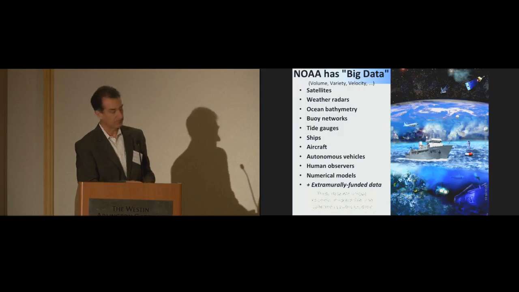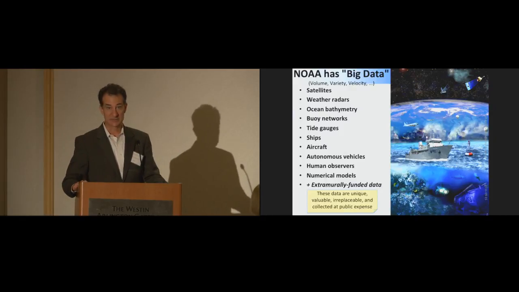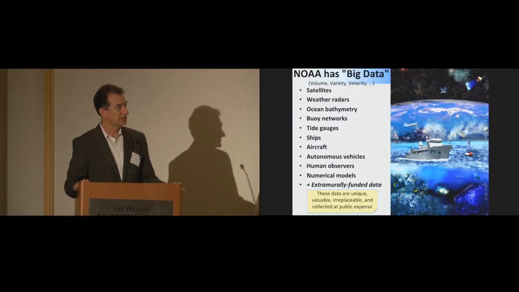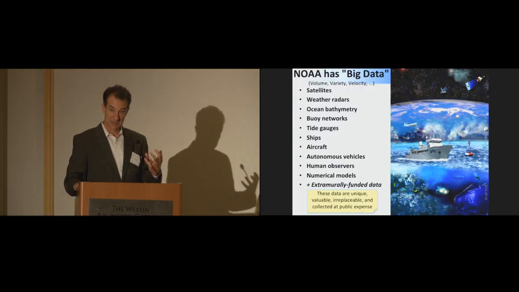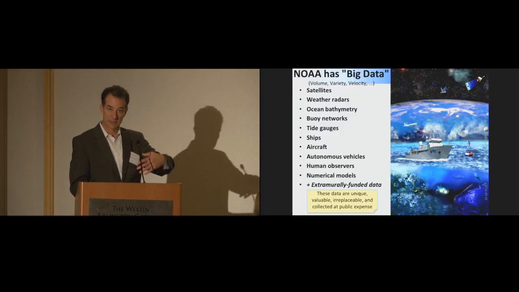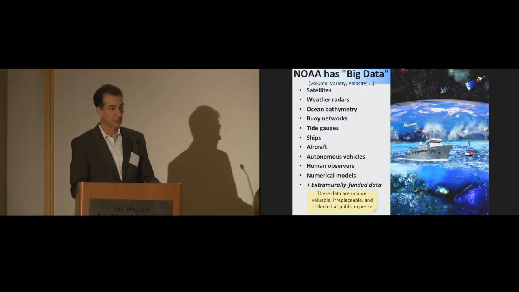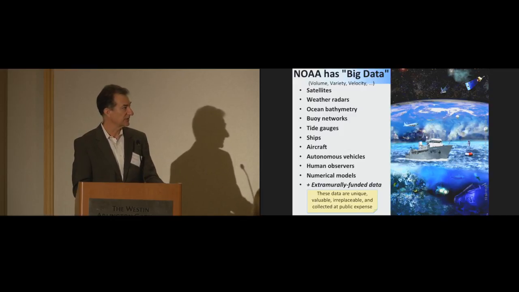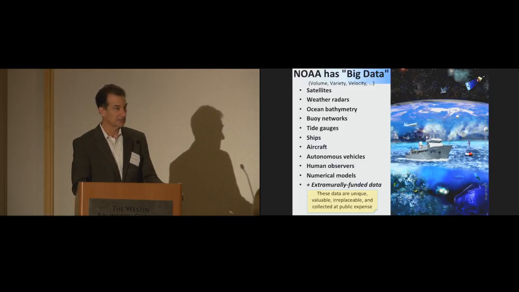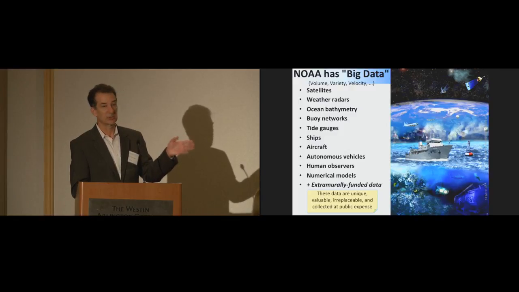So NOAA has big data in the sense of the volume of data, the variety of data, the velocity of how fast it comes in. We've got satellites, radars, ships that measure bathymetry under the sea, buoys, tide gauges, all these things. But more and more autonomous vehicles like undersea gliders. Some data are not collected by observing systems or sensors, but by humans with clipboards, counting how many fish were caught by fisheries vessels and making sure we're not overfishing, or scuba diving and looking at coral reefs. A ton of numerical models, like the ones that were forecasting the path of the recent hurricanes and today's weather, and some extramurally funded data.